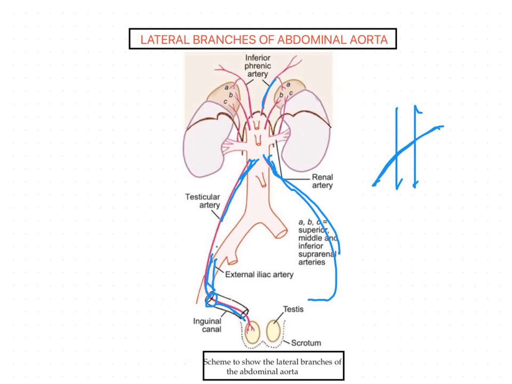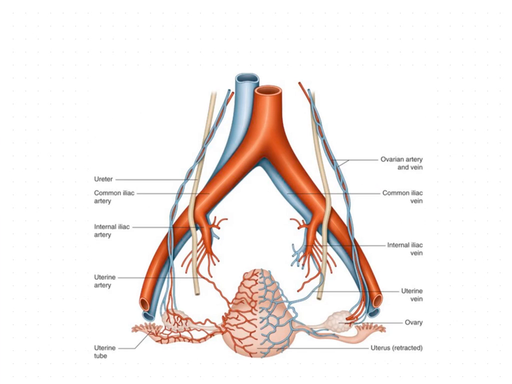At the upper pole of the testis, it divides into branches which supply the testis and epididymis. So this is the course of the testicular artery. If you see the ovarian artery, we can find the ovarian artery here. This is the lower part.